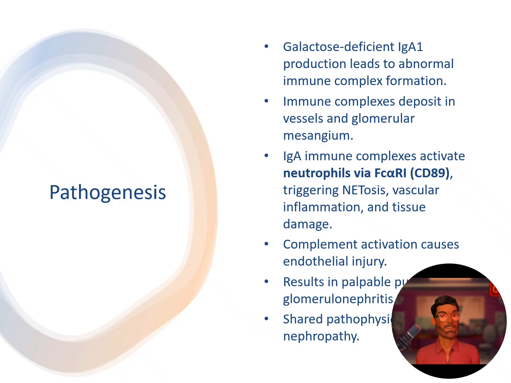Pathogenesis is very similar to IgA nephropathy, which you can see in another video, where galactose-deficient IgA1 leads to abnormal immune complex formation, and then deposition in the vessels and glomerular mesangium. IgA immune complexes activate neutrophils, triggering NETosis and vascular inflammation and tissue damage, which may give you the distinguishing features of IgA vasculitis as opposed to IgA nephropathy. Complement activation also causes endothelial injury. This results in palpable purpura and glomerulonephritis.